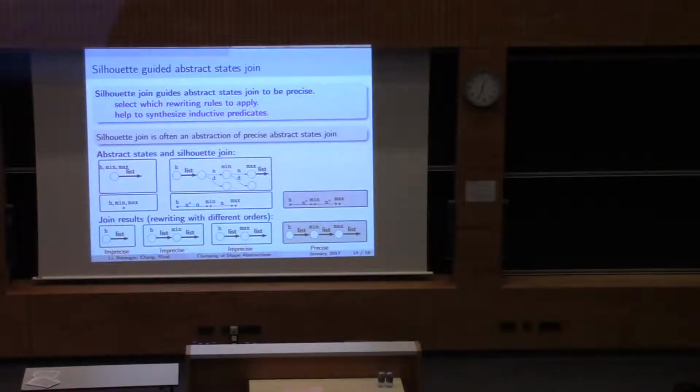Following the same example, to join these two abstract states, we can first join their silhouettes together. Then we use the silhouette join result to guide the abstract state join to introduce a list segment from H to min and from min to max. Finally, we can get a precise rewriting result that we want.